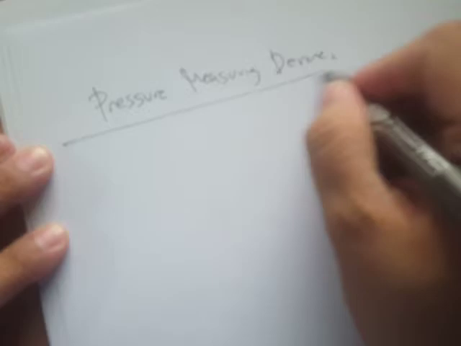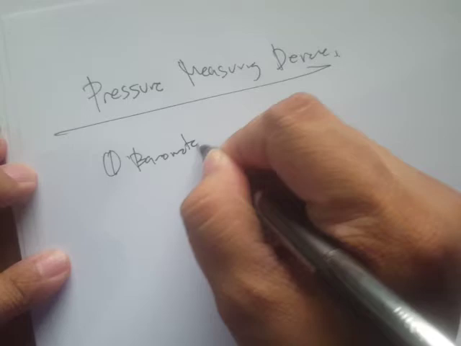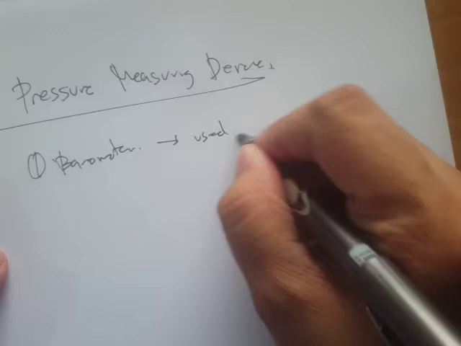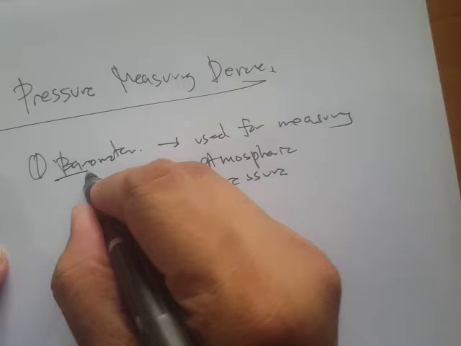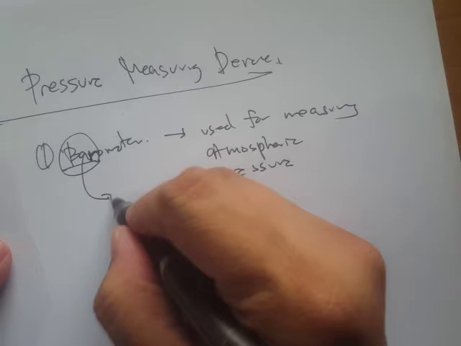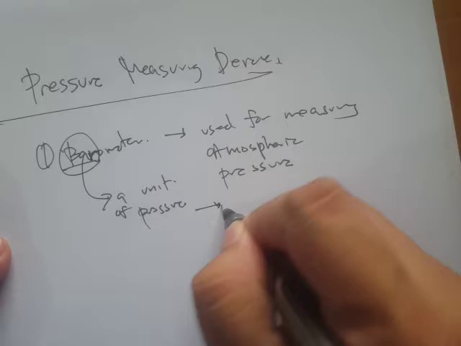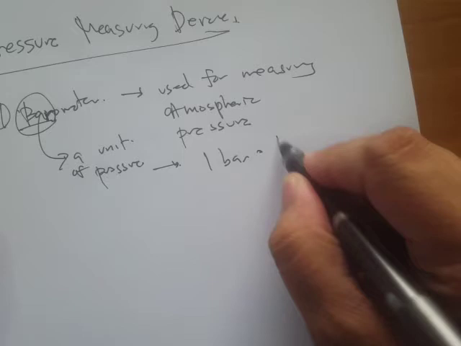Okay, so the first one is the barometer. Barometer, it is used for measuring atmospheric pressure. Now the word bar itself, that's barometer, bar, it's actually a unit of pressure. And if I remember correctly, 1 bar is equal to 14.7 psi and 101.3 kPa.